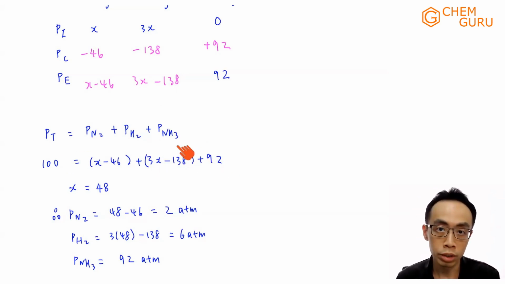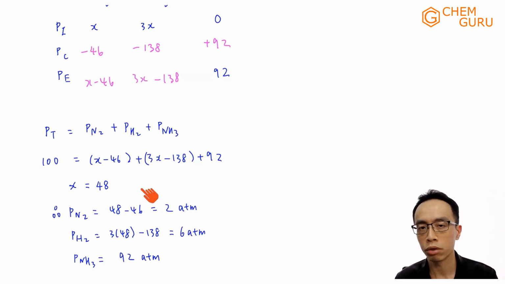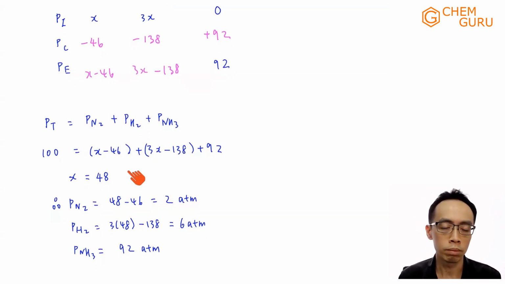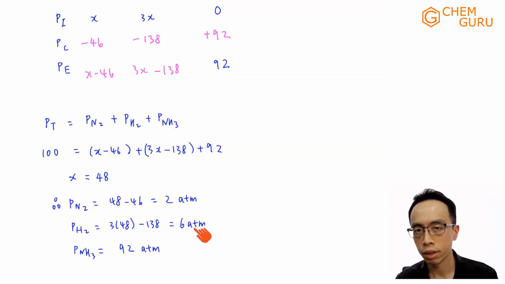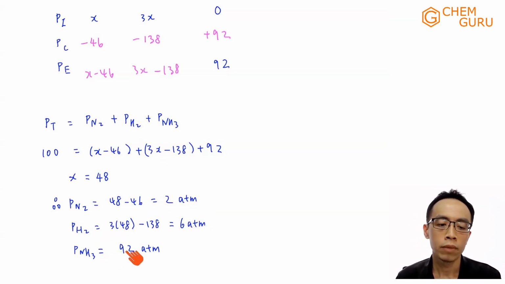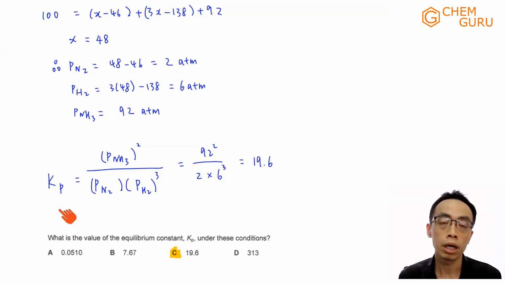Everything added up is equal to 100. And therefore, I can solve for x. X will be equal to 48. And therefore, we will be able to solve for the partial pressure for N2, H2, and ammonia at equilibrium. So your partial pressure for N2 at equilibrium is 2 atmosphere. H2 is 6 atmosphere. Ammonia is 92 atmosphere.